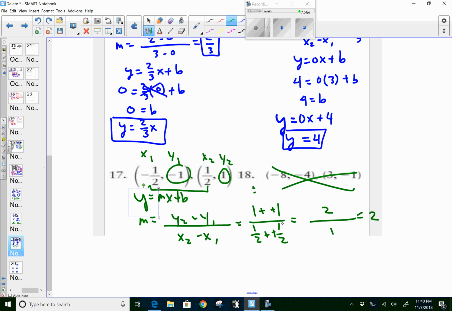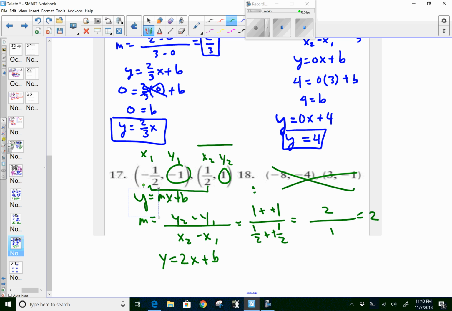2 divided by 1 is 2. So my slope is 2. So I have y is equal to 2x plus b. Our b, so both points are a little bit harder because there's fractions, but it's the same concept, right?